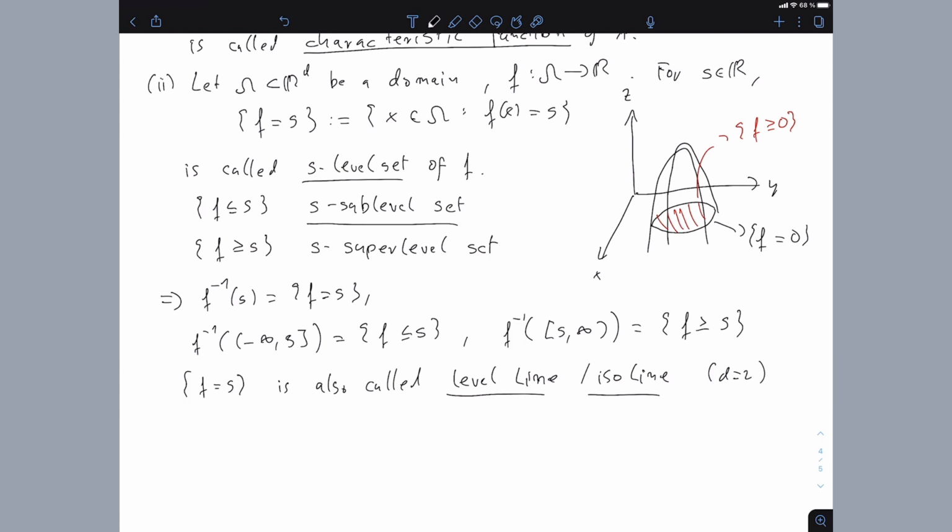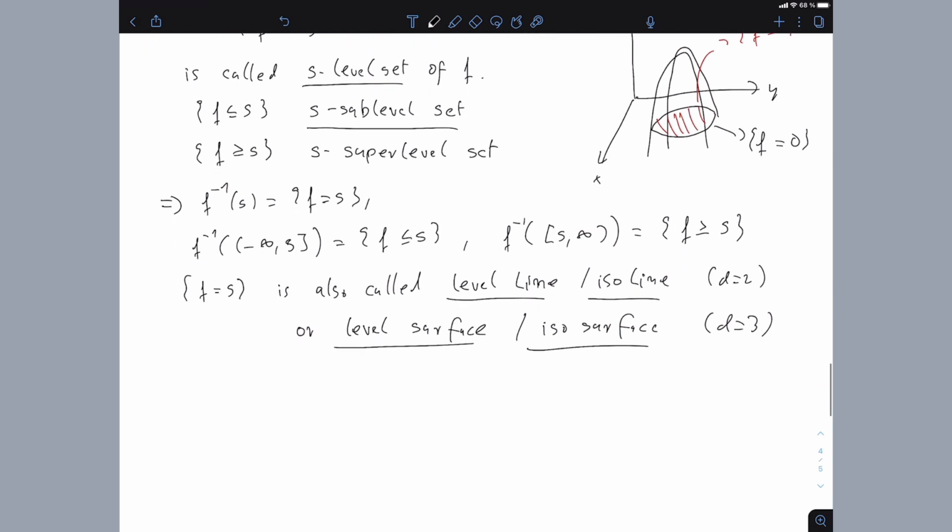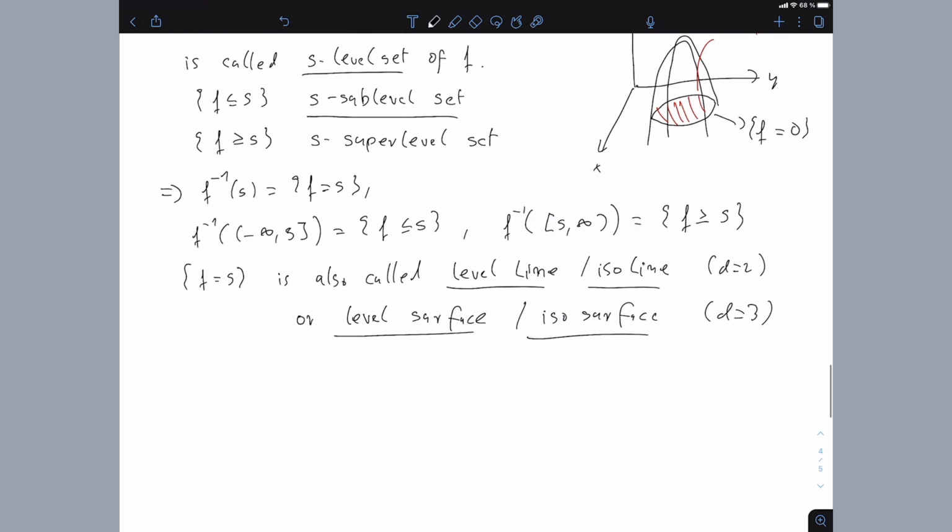Or level surface, isosurface for d equal 3. Yeah, it really depends on which book you look at how these things are called. And so the last ingredient that we need to write down the histograms for the pixelated images is the volume.